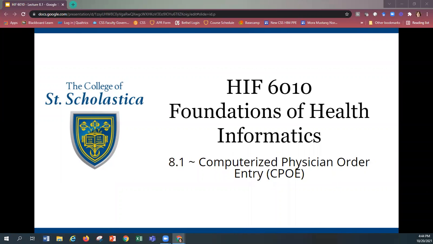In this unit, we actually have 4 lectures, the first of which is focused on computerized physician order entry, also known as CPOE.